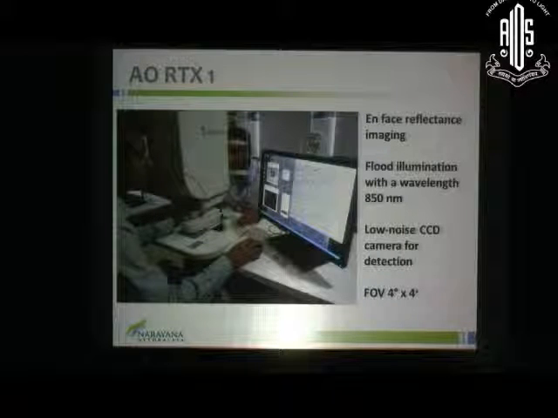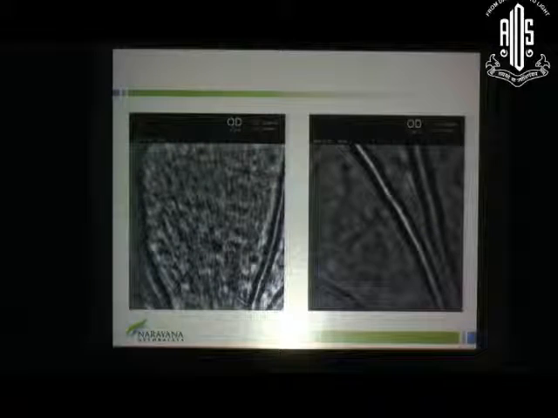So this is the instrument that we currently have with us. This is the RTX1. This is a standalone camera, so it is not incorporated into an SLO or an OCT, which does have its disadvantages, which I'll talk about later. If we look at the image on the left, this is the image that we obtain in a normal healthy individual. These are the superior nerve fiber bundles, and we can see the bundles very clearly. The striations are seen very well, whereas this is a patient who has a superior retinal nerve fiber defect. So the contrast, the loss of the nerve fiber layer here, is very well seen.